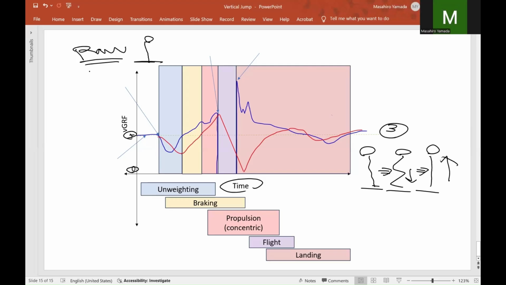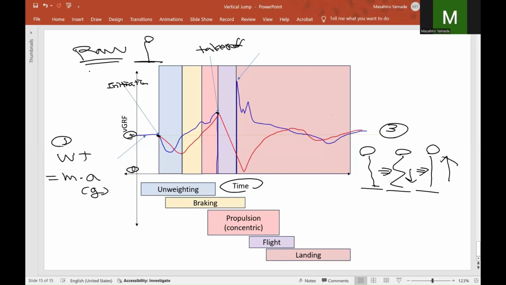This is because you are already exerting force due to gravity and your body weight, right? Body weight is mass times acceleration, or gravity in this case. Therefore, you see the positive deflection even before the beginning of the movement. So that's one important point. And next, this is the starting point where the participants begin the downward movement. This is the initiation of the movement. This is the takeoff moment.